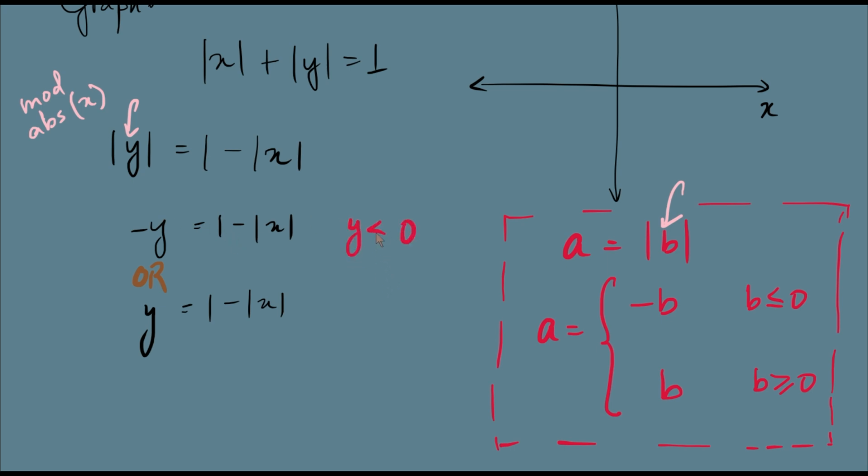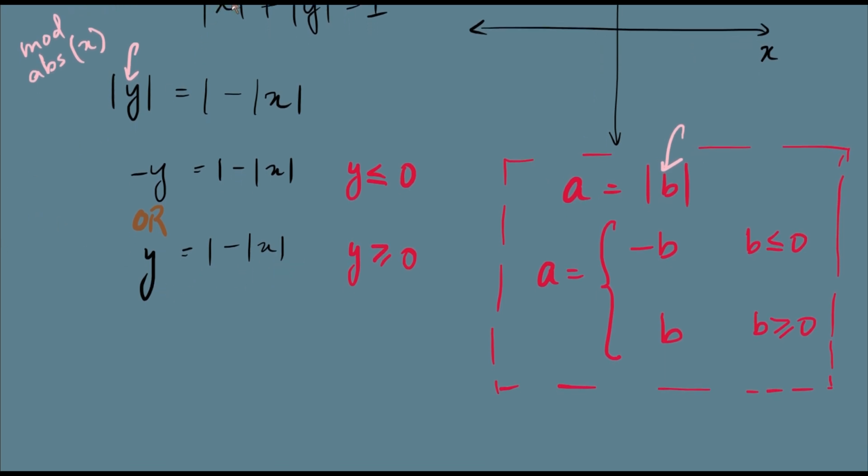Or I'll call it y is less than or equal to 0, because when b is equal to 0, it doesn't really matter which definition you use. And for y greater than or equal to 0, we'll have y is equal to 1 minus mod x. And now I think we are ready to graph it.